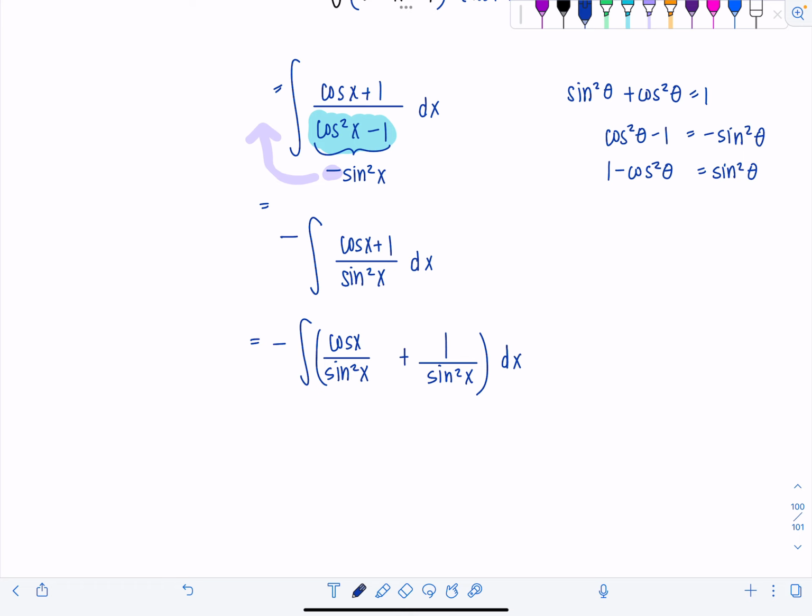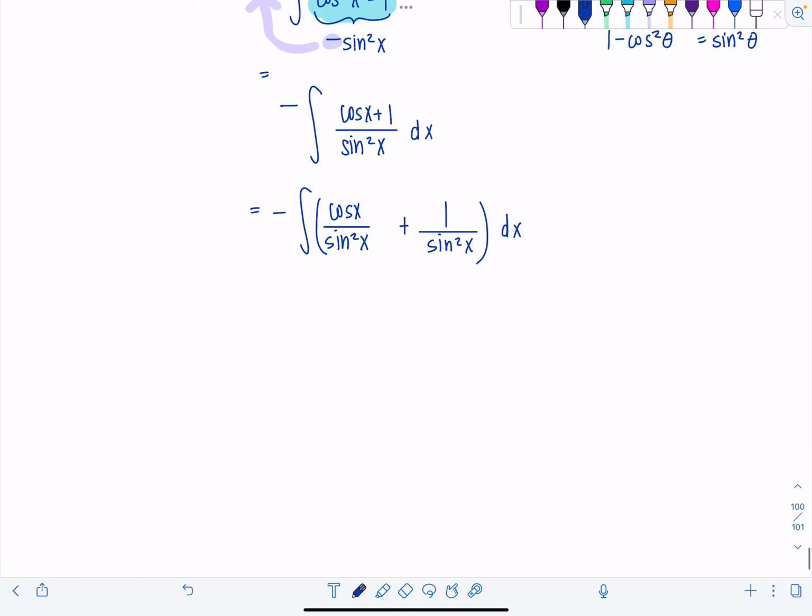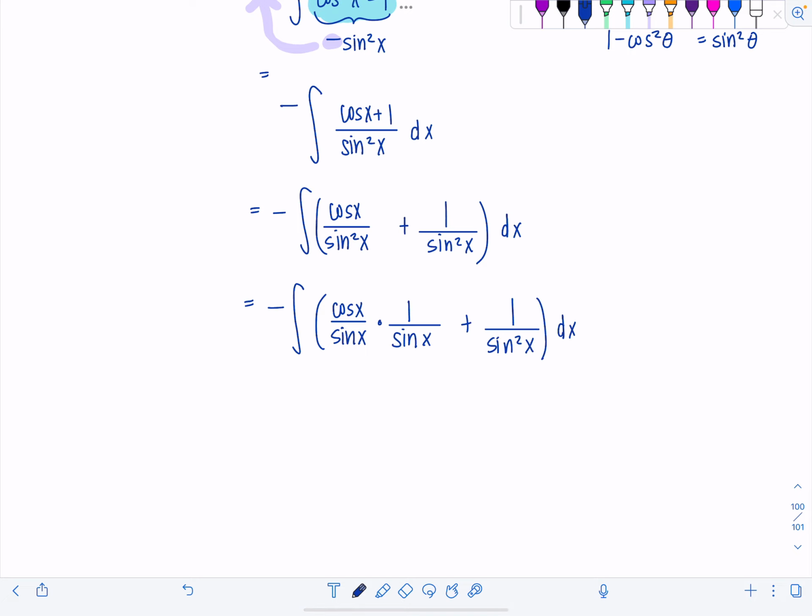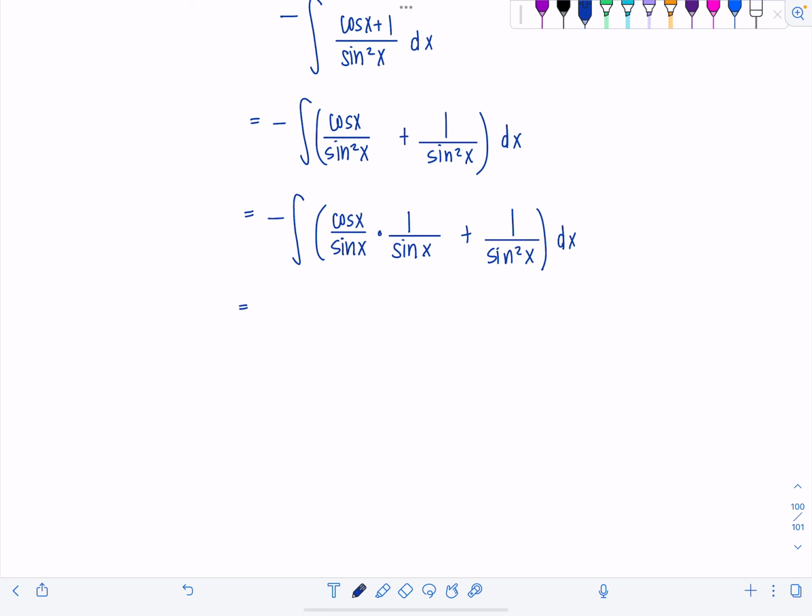And now I'm going to see if I can rewrite the integral in terms of trig functions whose antiderivatives I do know. Maybe we'll be lucky and we won't have to do much else after this. So if you have cosine x over sine squared x, that's cosine x over sine x times another 1 over sine x, right? Because you've got sine squared in the denominator. Plus 1 over sine squared x. Ooh, and I'm liking where this is going. Are you getting excited too?